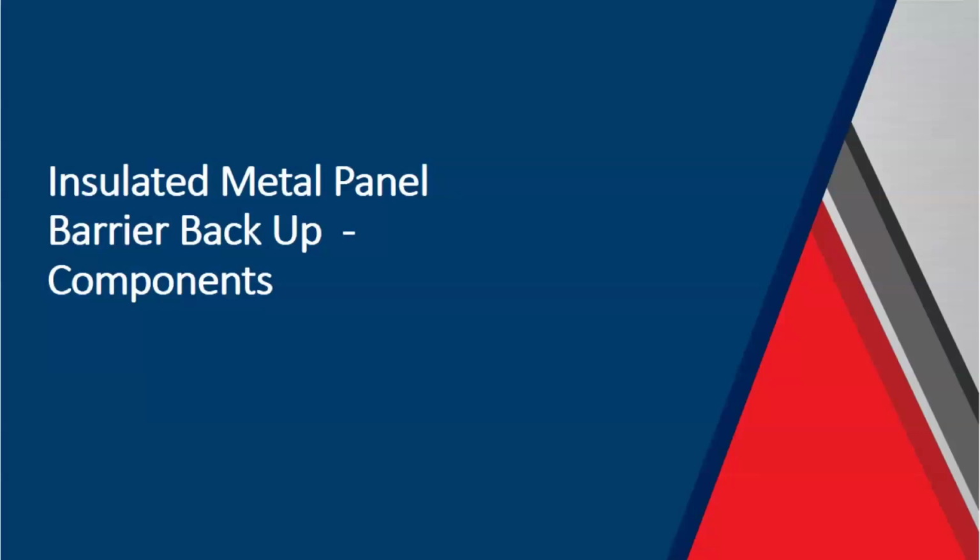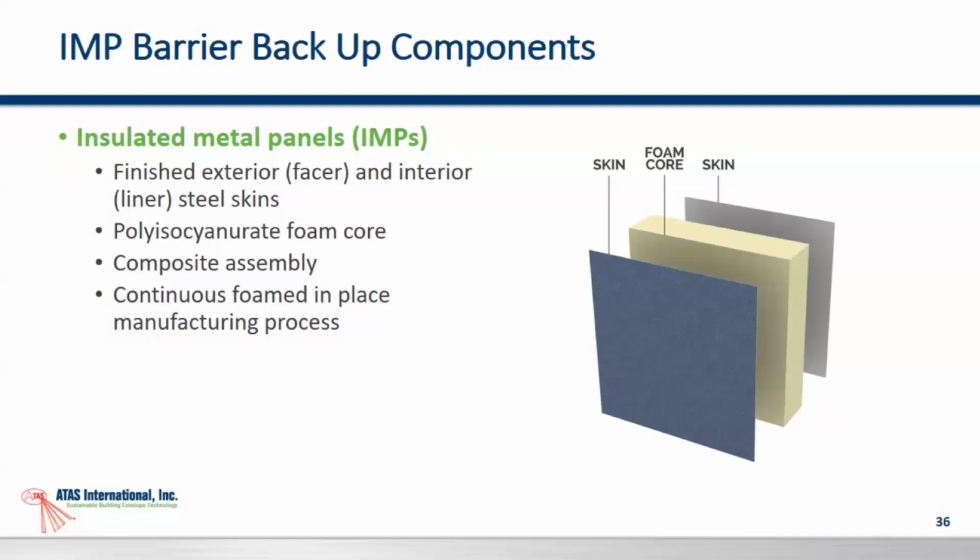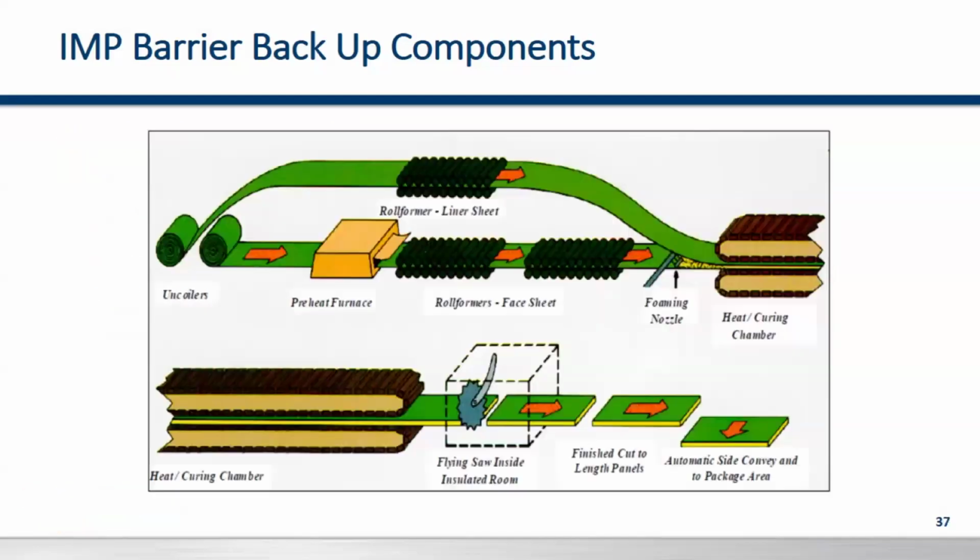Now that you have a general understanding of different wall types and assemblies out there, let's take a look at the components that make up the barrier backup system. And at the heart of that is the insulated metal panel. The insulated metal panel consists of an exterior facer skin, an interior liner skin, and it's sandwiched together with a polyisocyanurate foam core. It provides the finished exterior if left exposed, the vapor and air barriers, and also that thermal performance. And I'll show you how it does that.